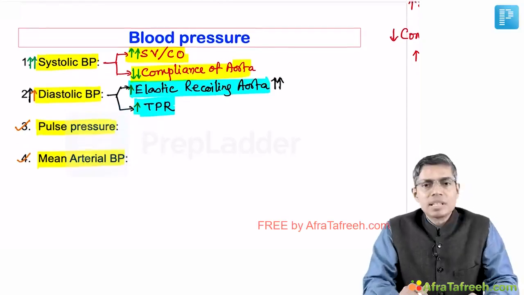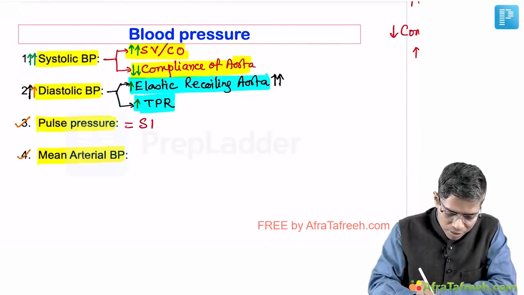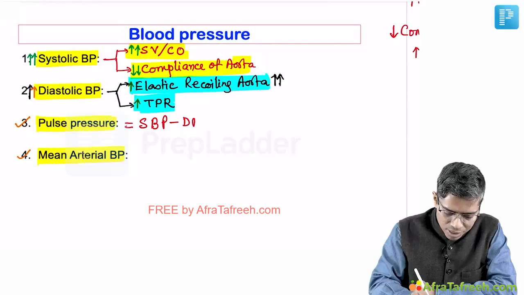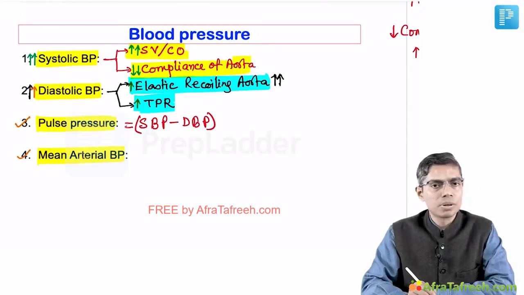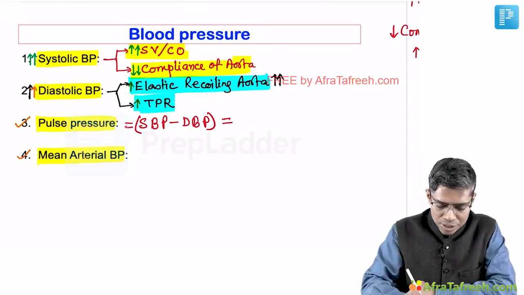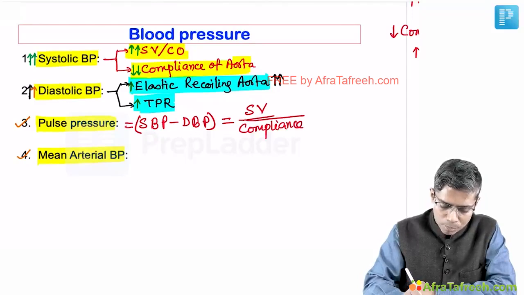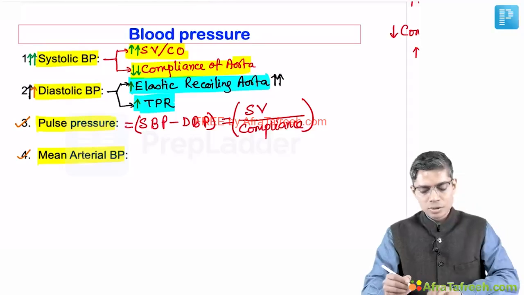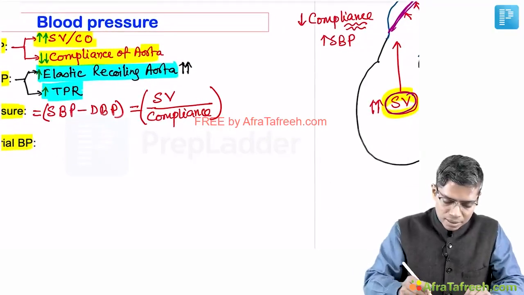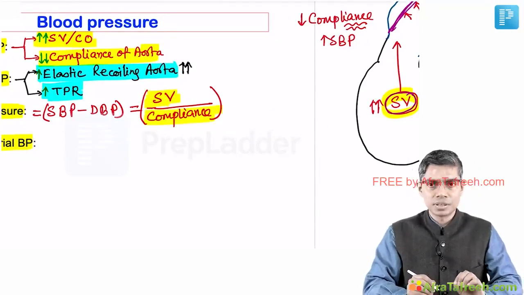Okay. Now coming to the pulse pressure. All of you know that it is nothing but the difference between systolic blood pressure minus diastolic blood pressure, right? So the difference between SBP minus DBP is nothing but our pulse pressure. We all know that. But you remember that the ratio between stroke volume and compliance of aorta is also the pulse pressure. Getting my point? So this is clearly written in Guyton that the ratio of stroke volume upon compliance of aorta is the pulse pressure, right?